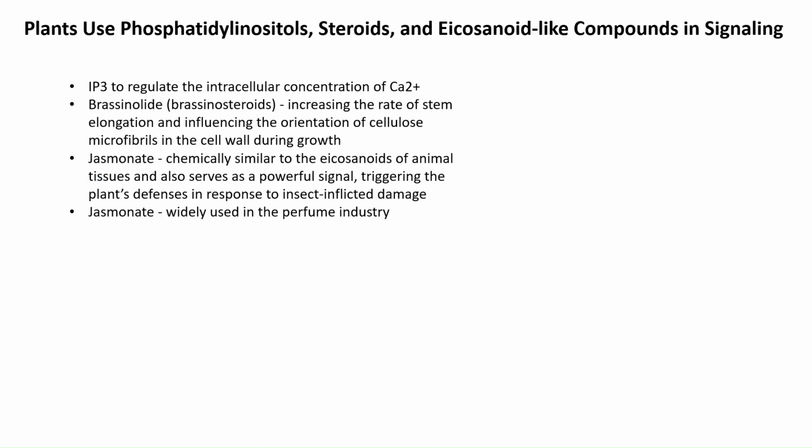Now plants use phosphatidylinositol, steroids and eicosanoid-like compounds in signaling. Now IP3 helps to regulate the intracellular concentration of calcium. Brassinosteroids help increase the rate of stem elongation and influence the orientation of cellulose microfibrils. Jasmonate is chemically similar to eicosanoid. Eicosanoid is found in animal tissue. Jasmonate is found in plant tissue.